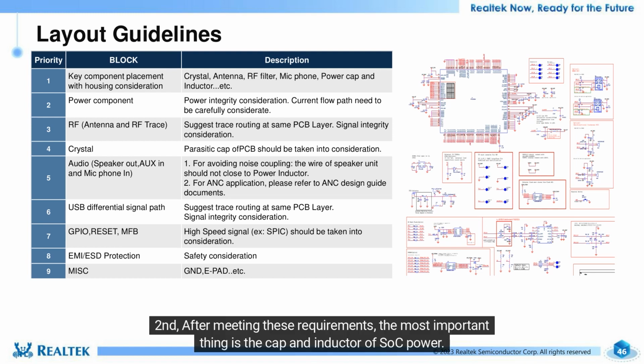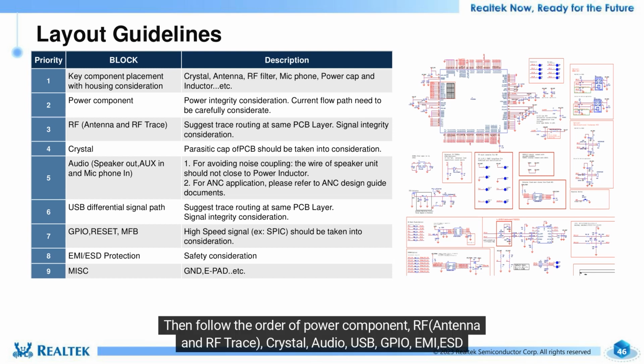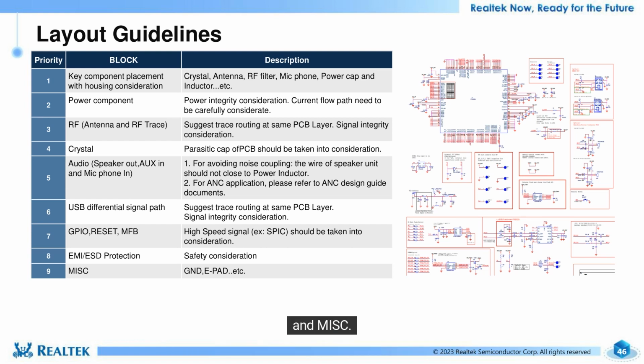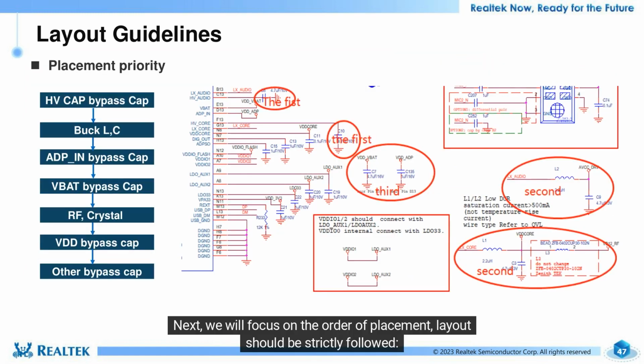Second, after meeting these requirements, the most important thing is the cap and inductor of SoC power. Then follow the order of power component, RF, antenna and RF trace, crystal, audio, USB, GPIO, EMI, ESD and MISC. Next, we will focus on the order of placement. Layout should be strictly followed.